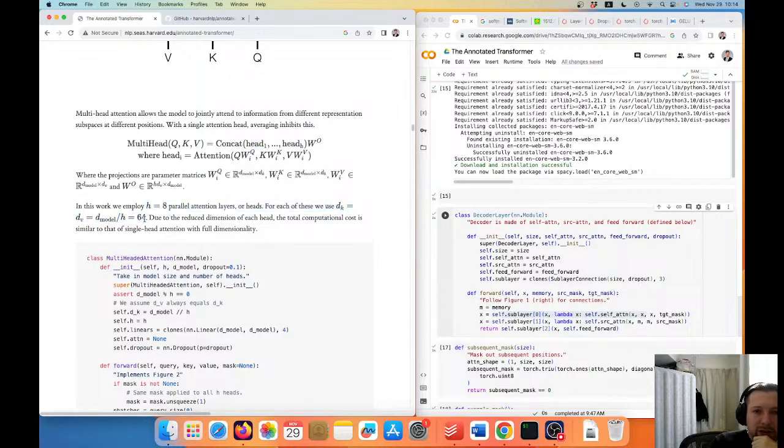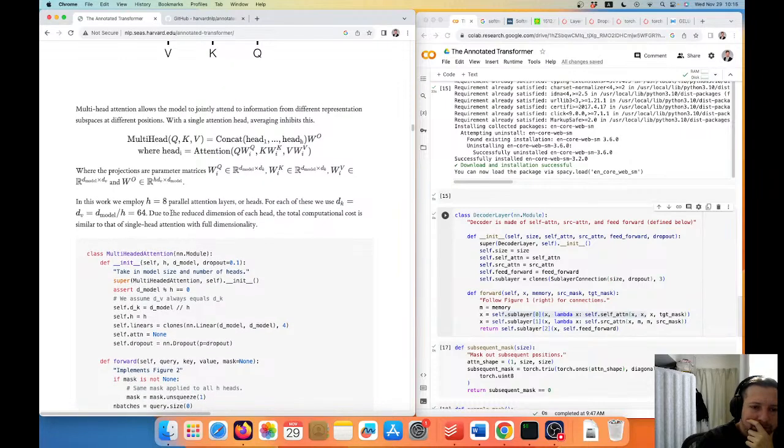I haven't thought this through, but these different dimensions need to correspond to each other so you can do matrix multiplication. Apart from that, you can probably scale these up or down a little bit to improve performance or accuracy. Due to the reduced dimension of each head, the total computational cost is similar to that of single-head attention with full dimensionality. Yeah, that's what I thought.